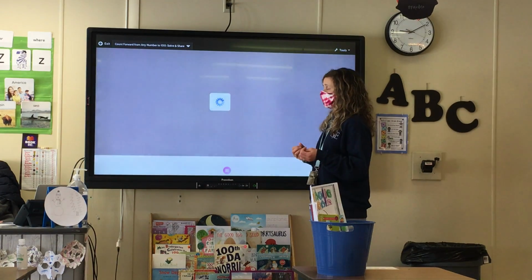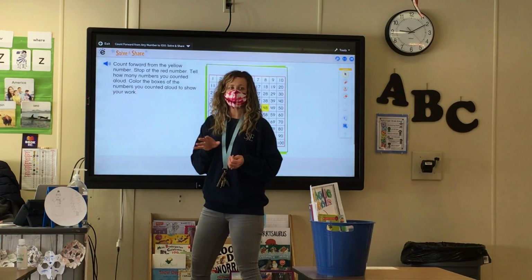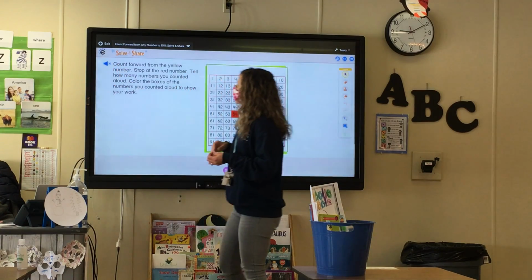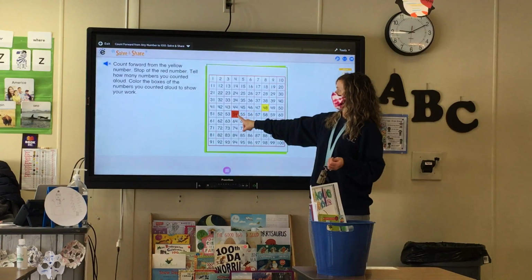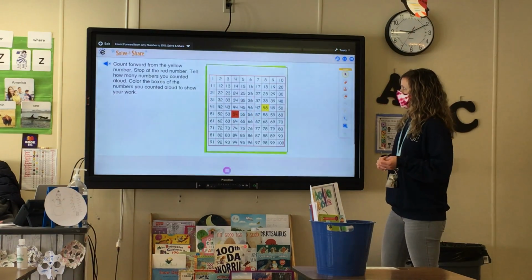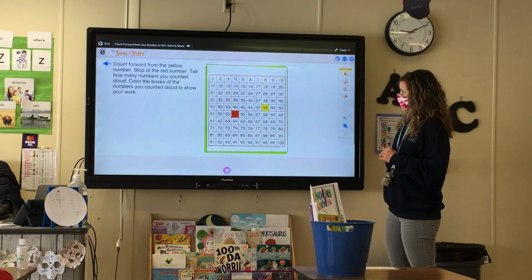Okay? Yes, it is. So it shouldn't take long. Okay, listen carefully to what they want us to do today. All right, we're going to practice it now. Count forward from the yellow number. Stop at the red number. Tell how many numbers you counted aloud. Color the boxes of the numbers you counted aloud to show your work.